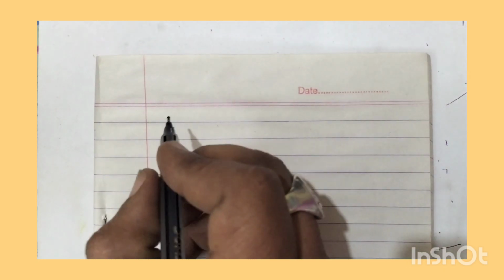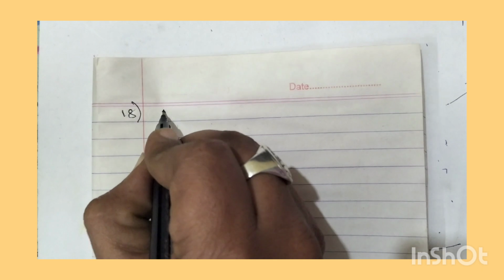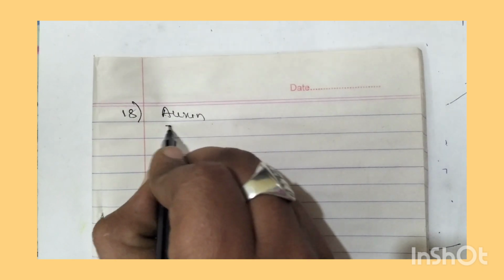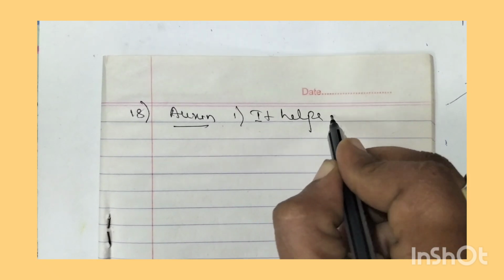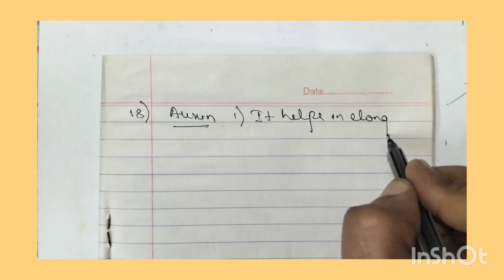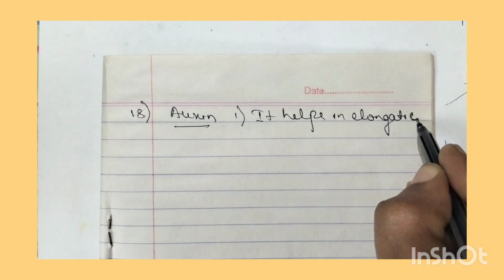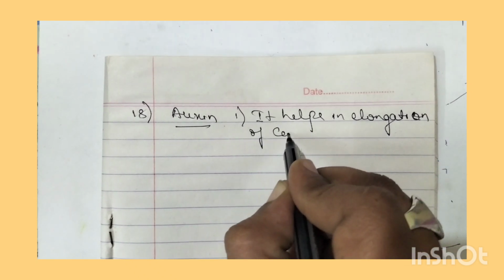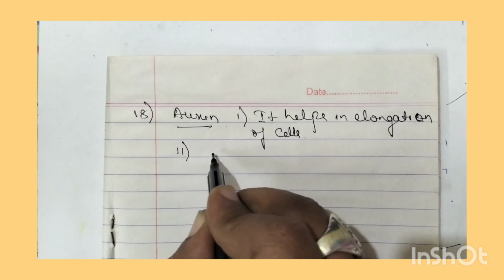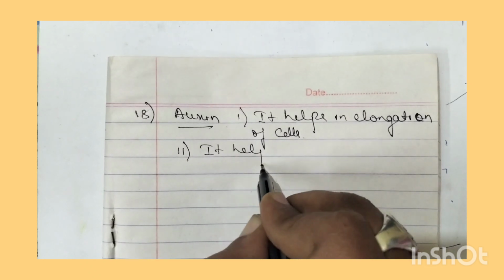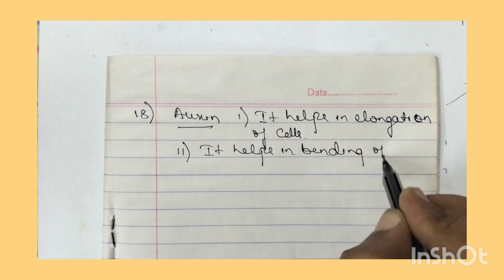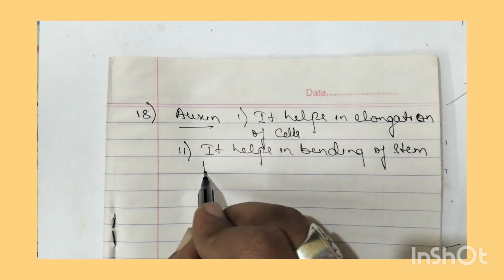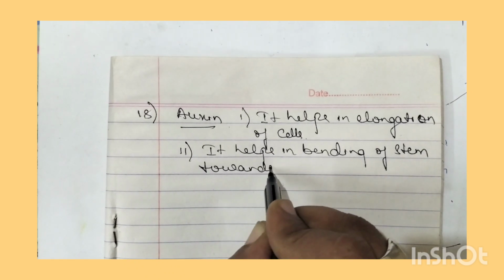So first let us answer. So what are the functions of this is question number 18. First let us write the function of auxin hormone. The first function of auxin hormone is it helps in elongation of cells. Second one, it helps in bending of stem towards light.